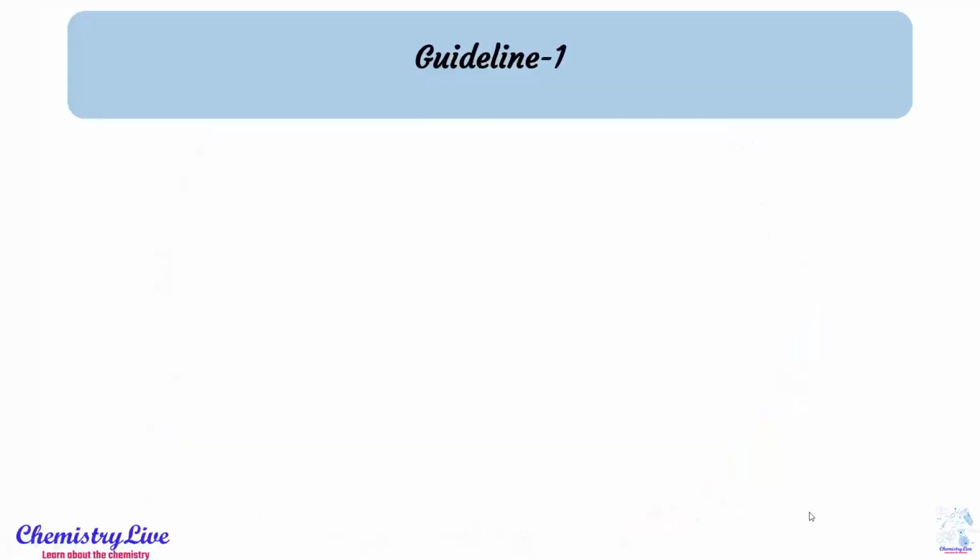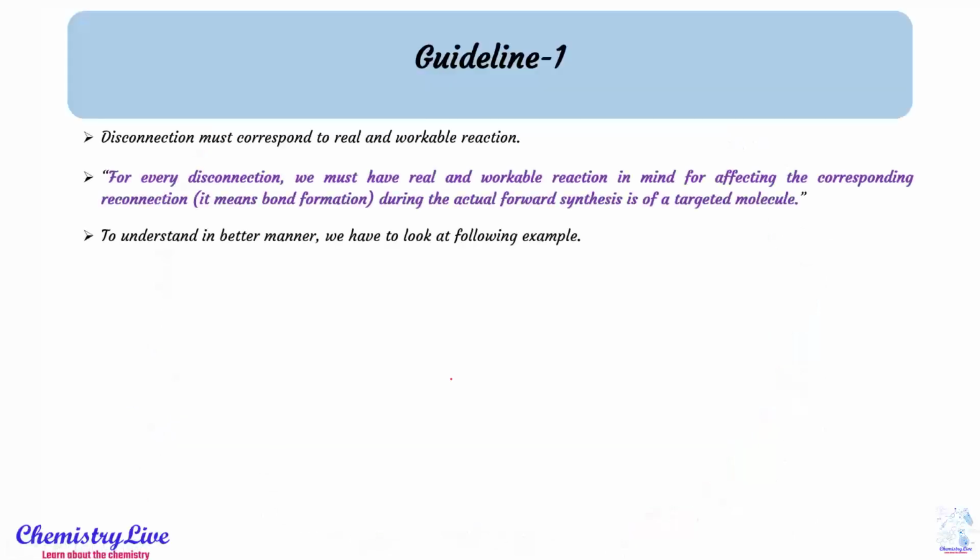So here there is guideline 1. The disconnection must be a real and workable reaction. So whenever you disconnect something, it should be a real and workable reaction. A workable reaction means that when you synthesize it, the starting material should be easily available. So for every disconnection, we must have a real and workable reaction in mind for effecting the corresponding reconnection during the actual forward synthesis of the target molecule.